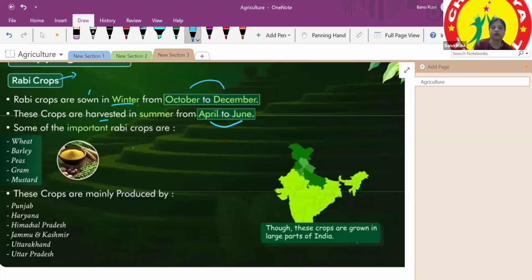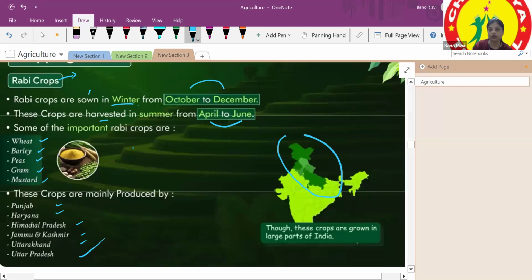Some of the important Rabi crops are wheat, barley, peas, gram, and mustard. Now, where are these grown? These are grown mostly in Punjab, Haryana, Himachal Pradesh, Jammu and Kashmir, Uttarakhand, and Uttar Pradesh. So mostly in the northern part of India. Though these crops are grown in large parts of India, most of them are in northern India. All of you understand?